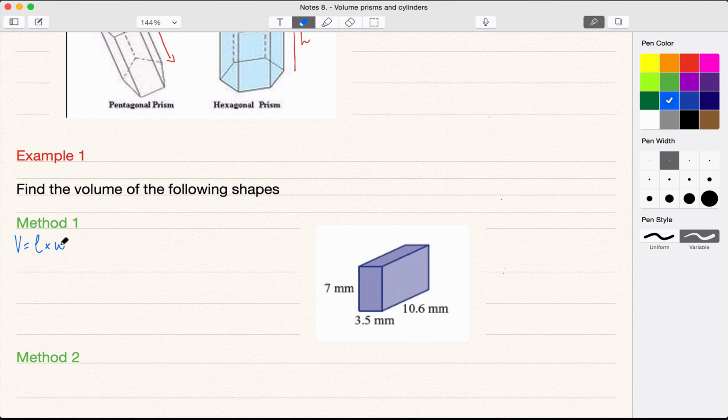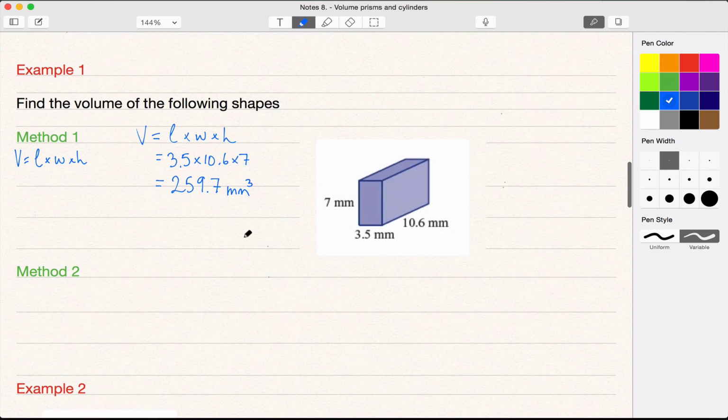So this one is length times width times height. I've just written it there to remind you. Here's my working. Write the formula you've chosen first. Second step, substitute the values in. 3.5 times 10.6 times 7. Third step, evaluate using a calculator if you need to. And last step, this is all in millimeters, and it's volume, so it's going to be cubed. So that's our method 1.